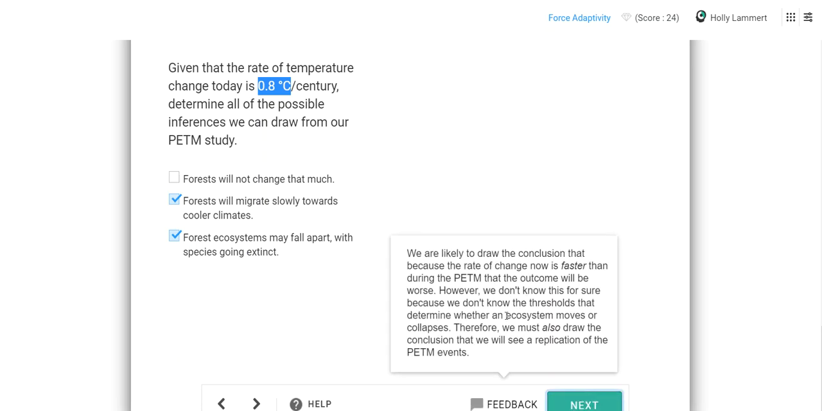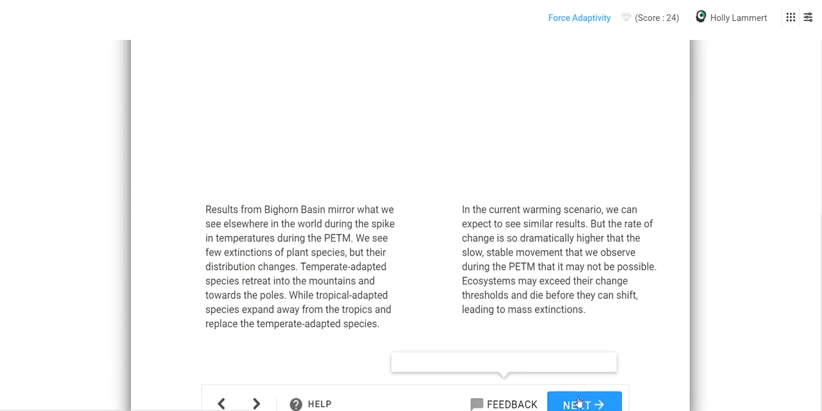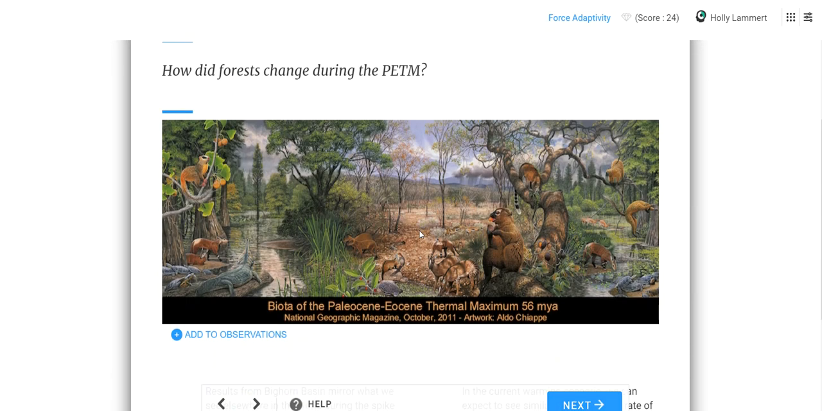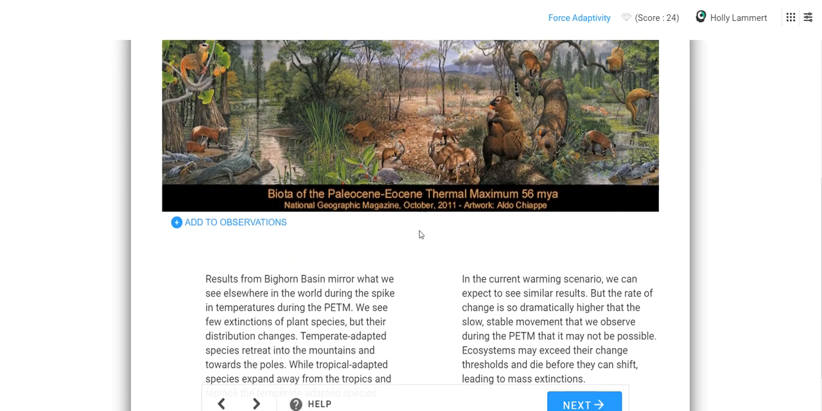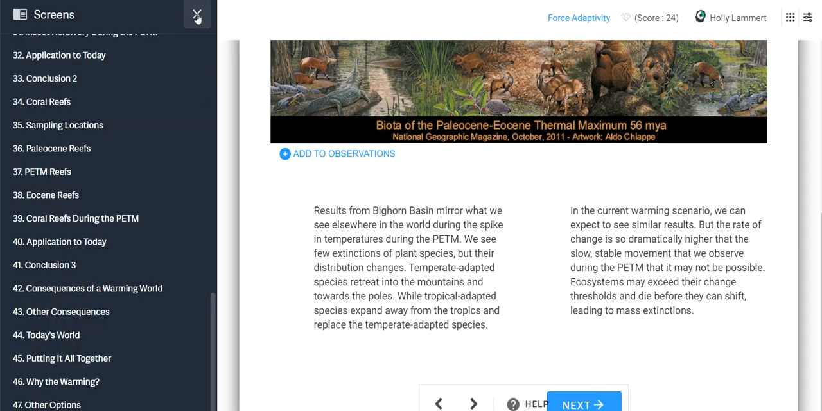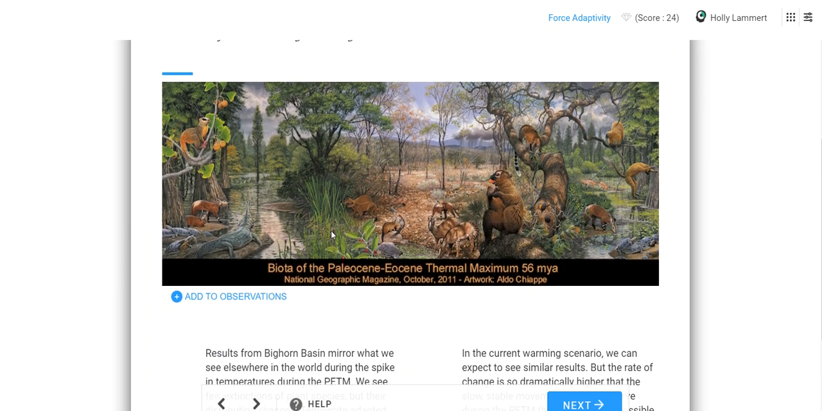That's another possibility. And here it says we are likely to draw the conclusion that because the rate of change now is faster than during the PETM, that the outcome will be worse. However, we don't know this for sure because we don't know the thresholds that determine whether an ecosystem moves or collapses. Therefore, we must also draw the conclusion that we will see a replication of the PETM events. So how did forests change during the PETM? All right, so how did forests change? Here we have a picture of the biota of the Paleocene-Eocene Thermal Maximum, 56 million years ago.